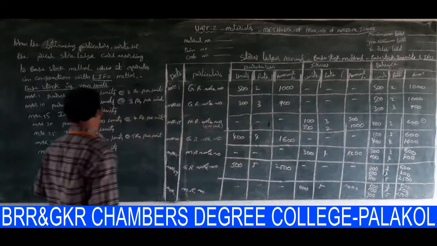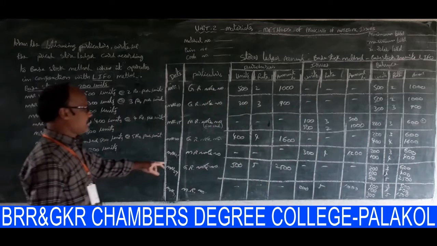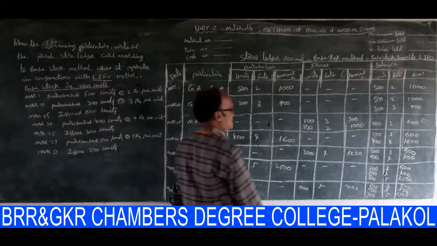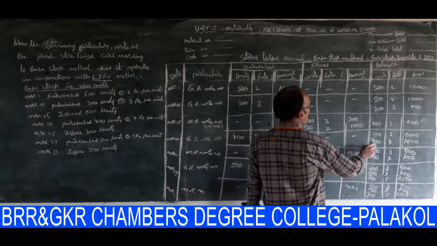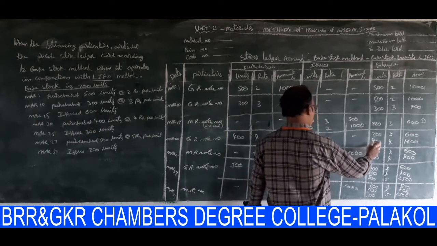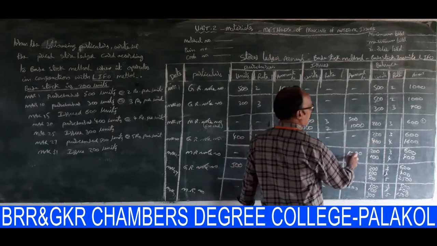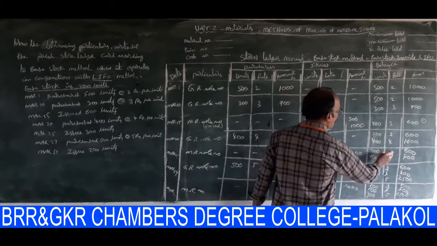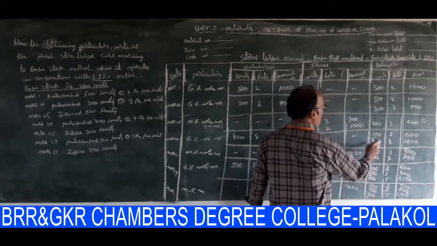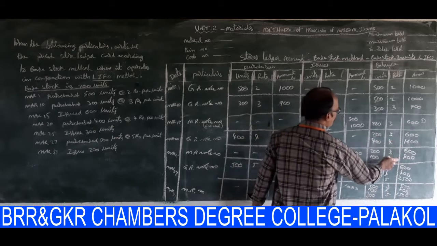Right, next one, March 25th issued 300 units. March 25th MR note number, issued 300 units. So how do we issue from this? Because this is the last in first out method. So 300 units at the rate of 4 rupees per unit, 1200. So 200 at 3 rupees, 600. So 400 minus 300, 100 at the rate of 4 rupees per unit, 400.